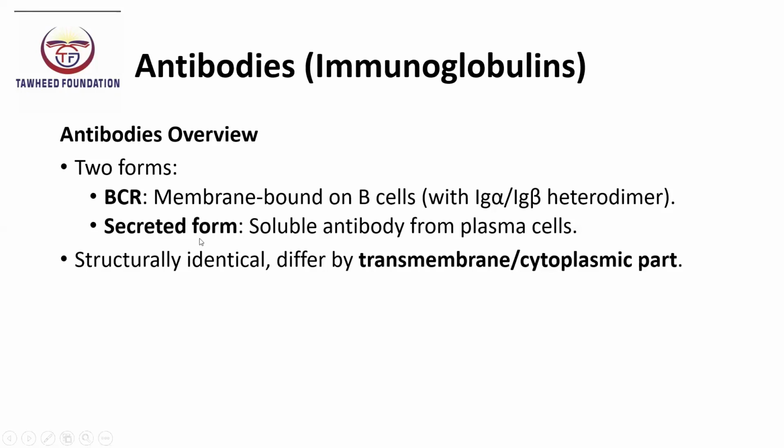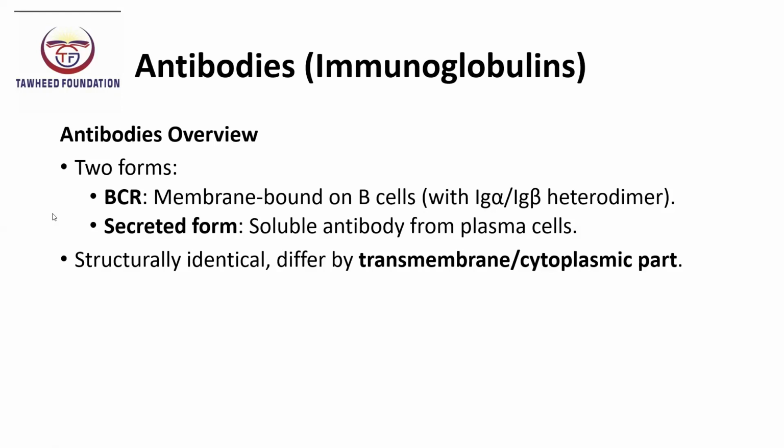Second form is secreted form. The second form is the secreted antibody, which is released from plasma cells into the serum and other body fluids, while soluble antibodies and BCRs are structurally identical in terms of their antigen binding regions. The key difference is that secreted antibodies lack the transmembrane and cytoplasmic region. This allows them to circulate freely in blood, lymph, and extracellular fluids, where they can neutralize pathogens, opsonize microbes for phagocytosis, activate complement, and perform other immune functions.